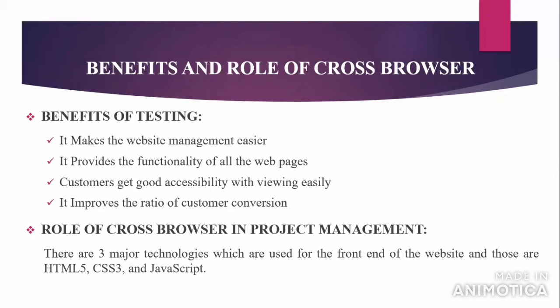Roles of cross-browser testing in project management. There are three major technologies which are used for the front end of the website, and those are HTML5, CSS3, and JavaScript. But for the back end of the website, there can be a hundred technologies used, like Python, Ruby. The same website will be rendered differently by different browsers because Chrome uses Blink, Firefox uses Gecko, and IE uses Edge's HTML and Chakra. It means that the website should work perfectly with different browsers as well as different operating systems.